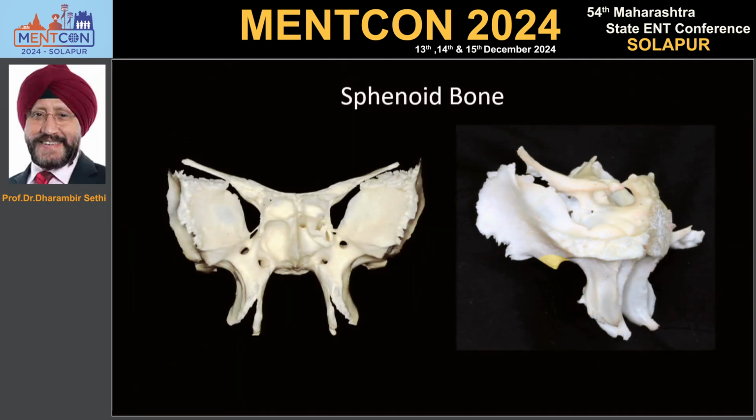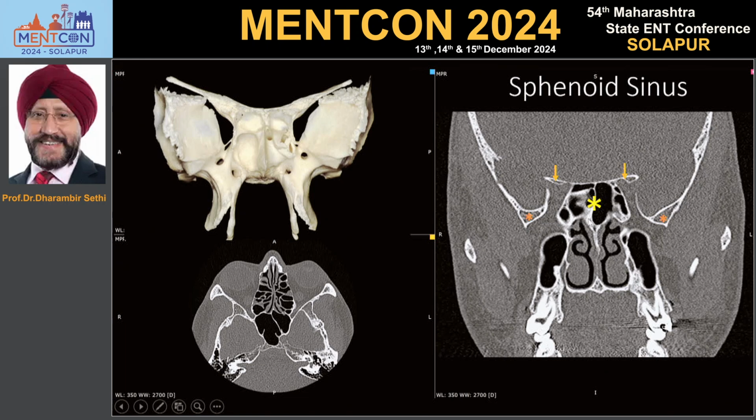Now, going on to the sphenoid bone, it has 4 parts: the body of the sphenoid, the lesser wing of the sphenoid, the greater wing, and the pterygoid plates. That is the anterior view, and this is the lateral view of the sphenoid bone. This is the body of the sphenoid, which basically contains the sphenoid sinus itself.